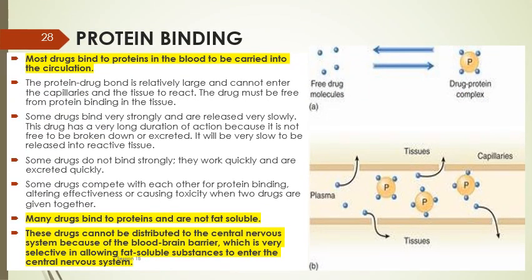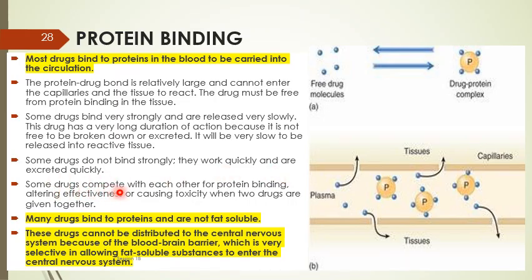Now, let's talk about protein binding. Most drugs bind with protein in the blood to be carried into the circulation. The protein-drug complex is relatively large and cannot enter the capillaries and the tissue to react. The drug must be freed from protein binding in the tissue. Some drugs bind very strongly and are released very slowly. This drug has a very long duration of action because it is not free to be broken down or excreted. It will be very slow to be released into reactive tissues. But some drugs do not bind strongly. They work quickly and are excreted quickly.